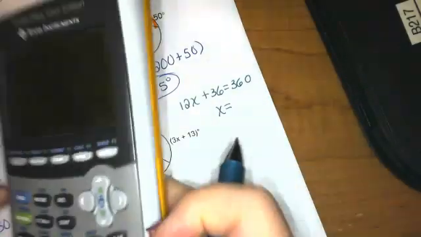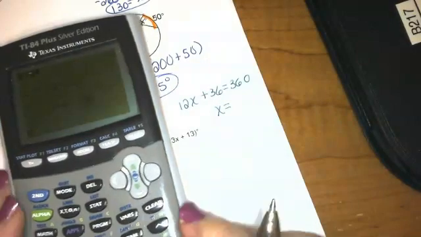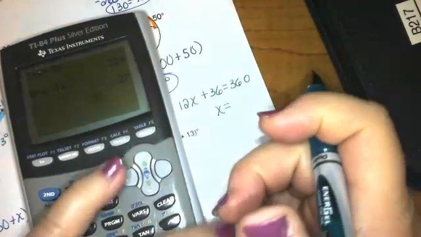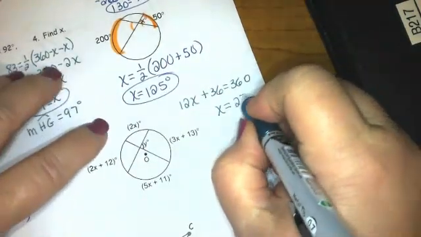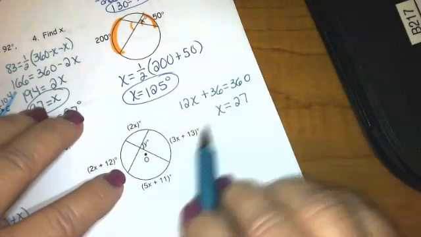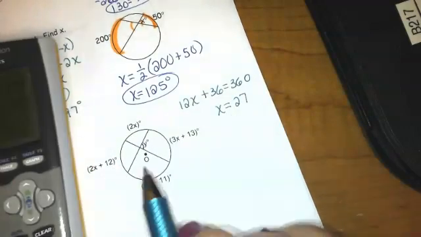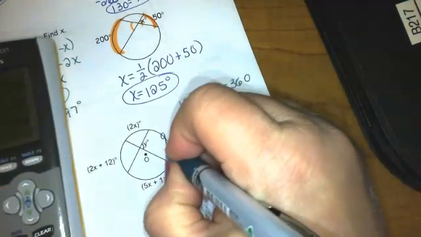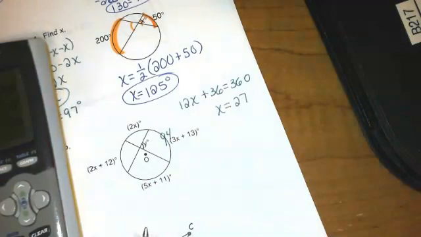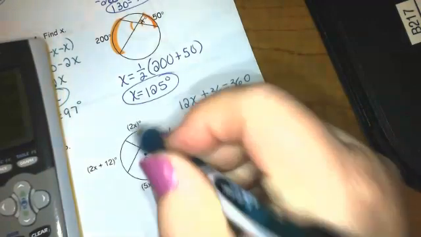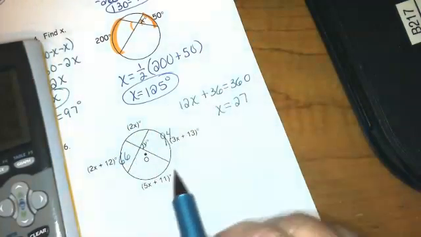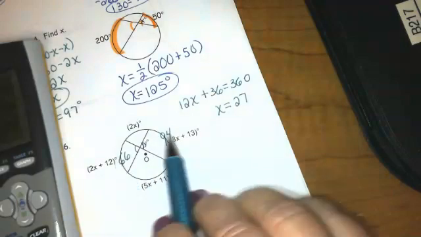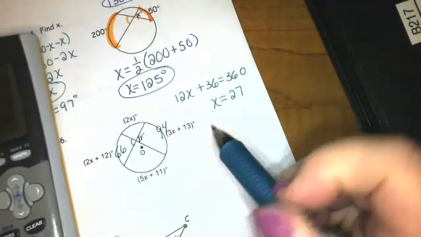So from this one, 360 minus 36 divided by 12, I get x equals 27. And then I can find y once I plug 27 in for these arcs. 3 times 27 plus 13. This arc is 94. 2 times 27 plus 12. This arc is 66. So remember, these are my two vertical angles. So these are the two arcs that I need to look at to find angle y.